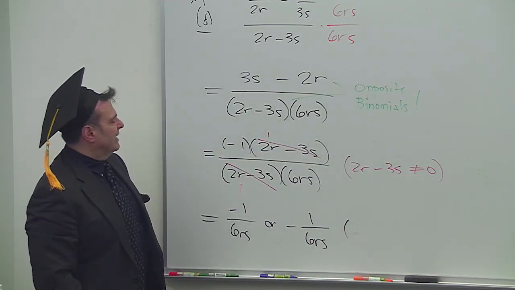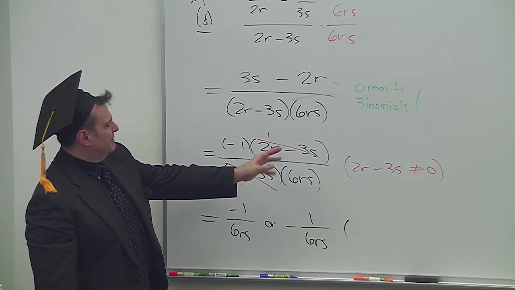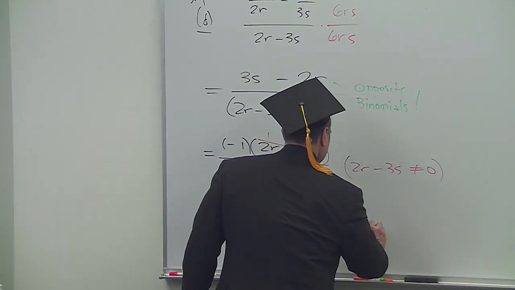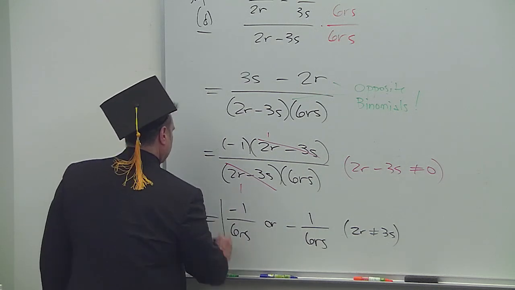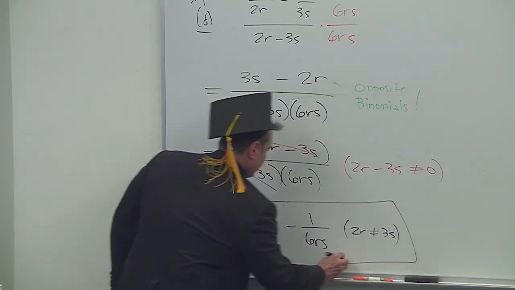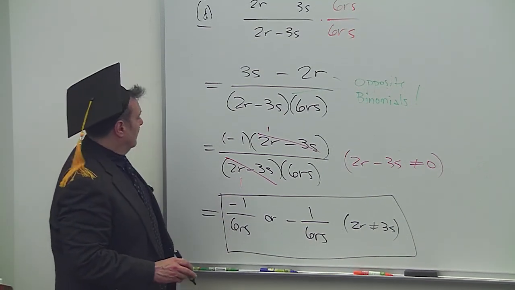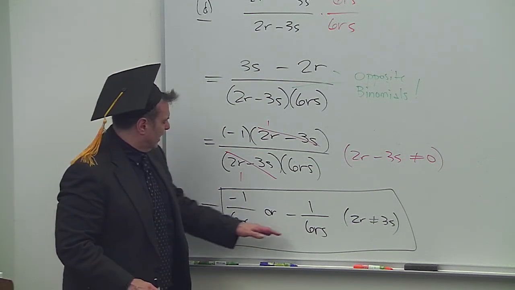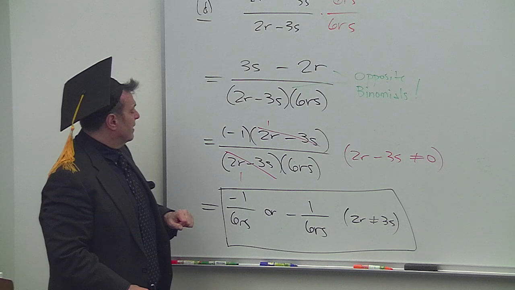And it's okay to leave the restriction like that. It's a bit more symmetric if I move the 3s to the other side. 2r can't equal 3s. How about that? Anything in here is our final answer. Again, I emphasize you might think that this restriction does not look at all as if it's necessary, but it's necessary in the original fraction.